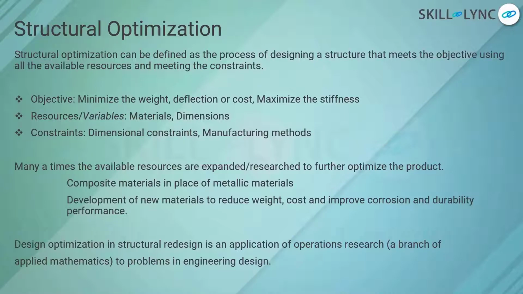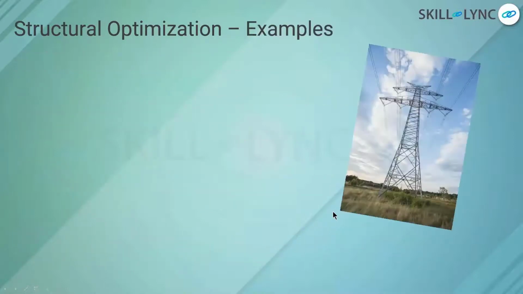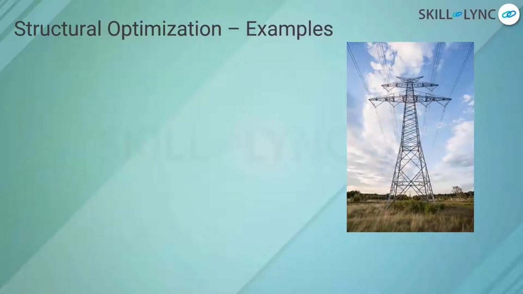So we can say that design optimization in structural design is an application of operations research, which we talked about in the previous slide, which is a branch of applied mathematics, to engineering design problems. So let us take a few examples of structural optimization. Here is the first example that I wanted to talk about.